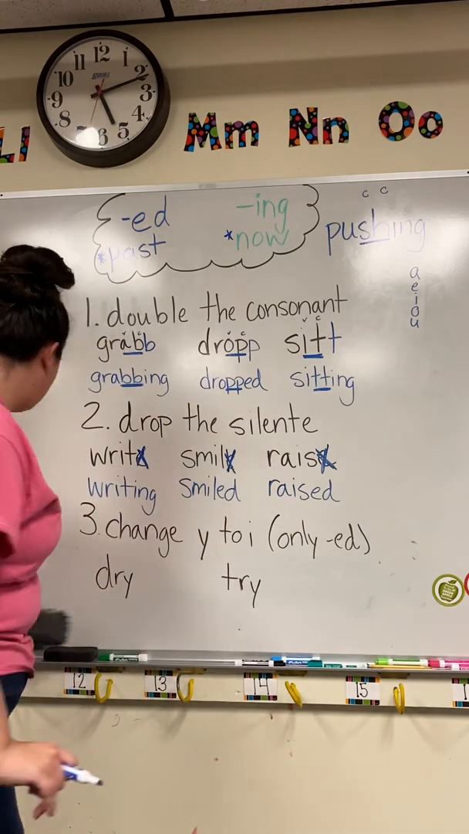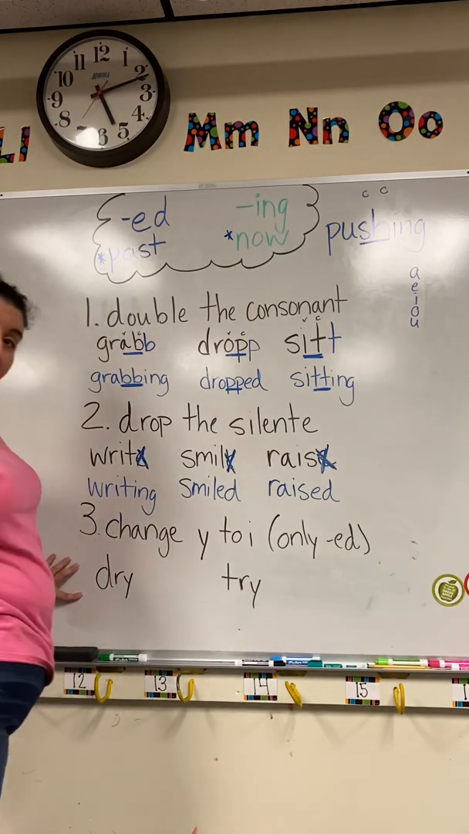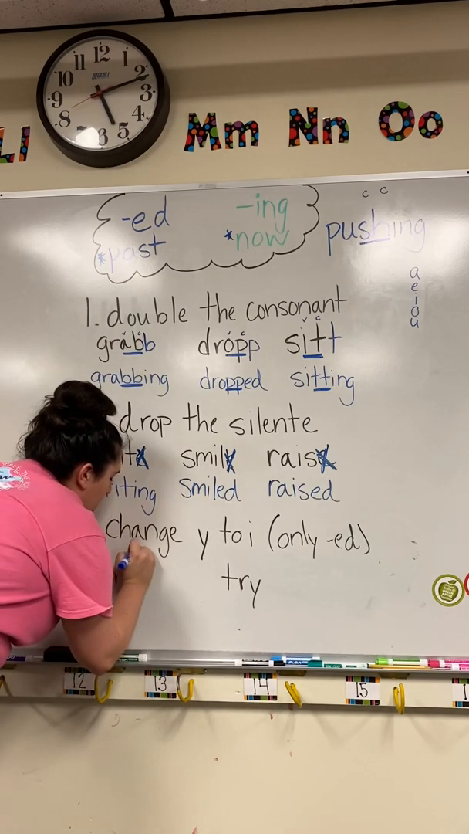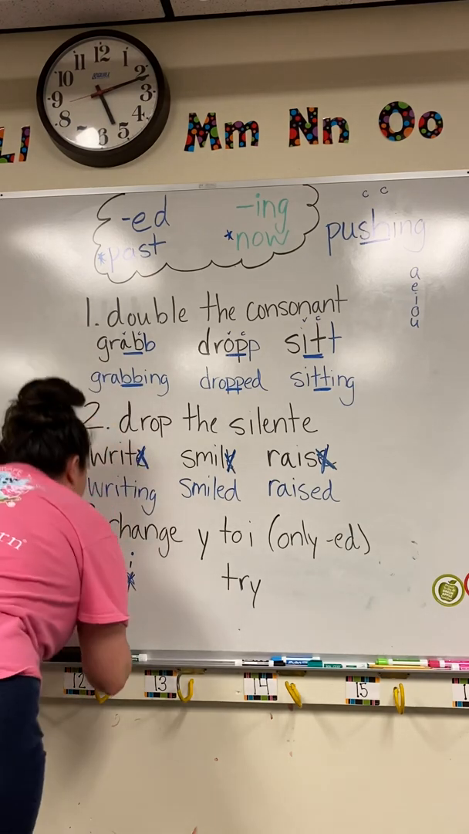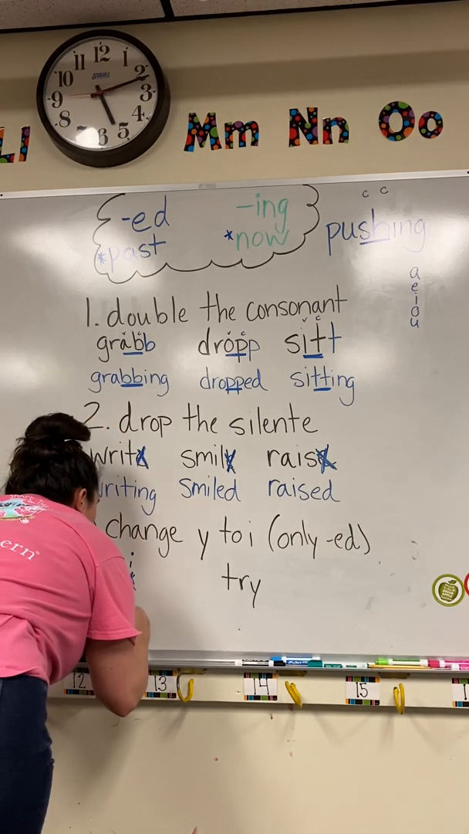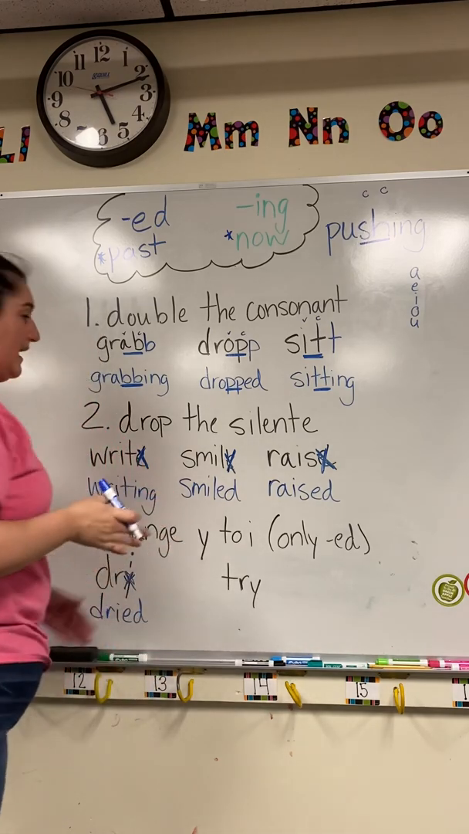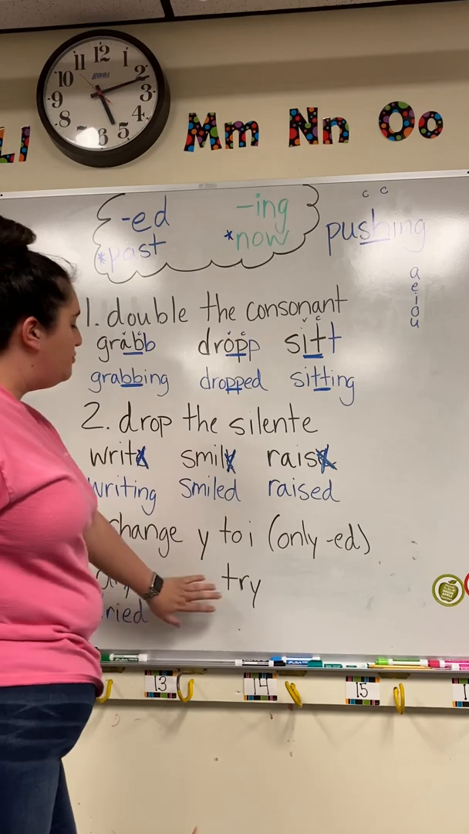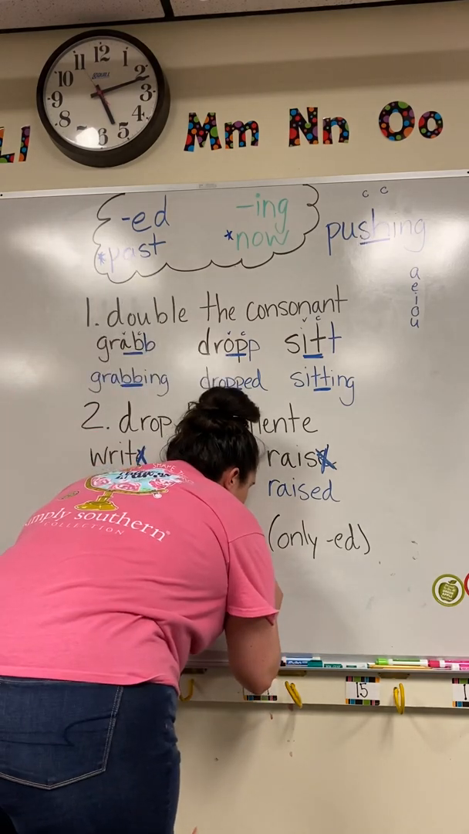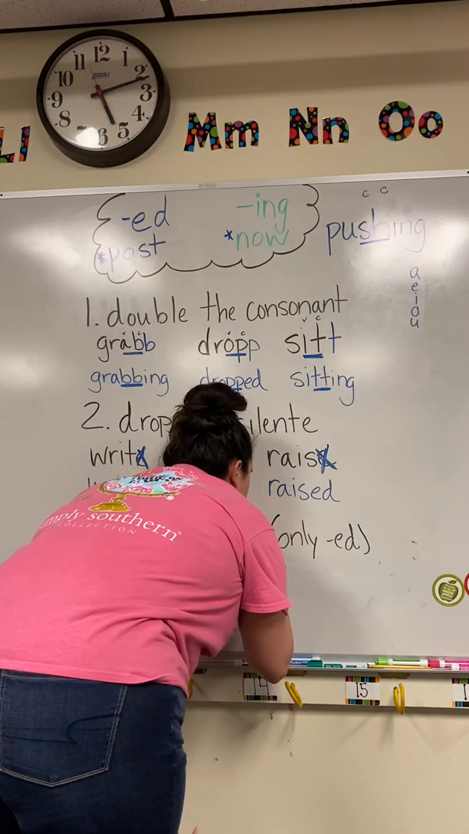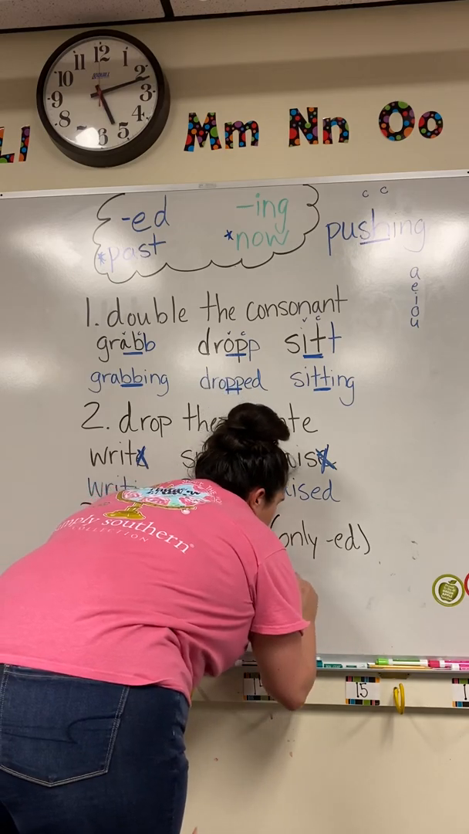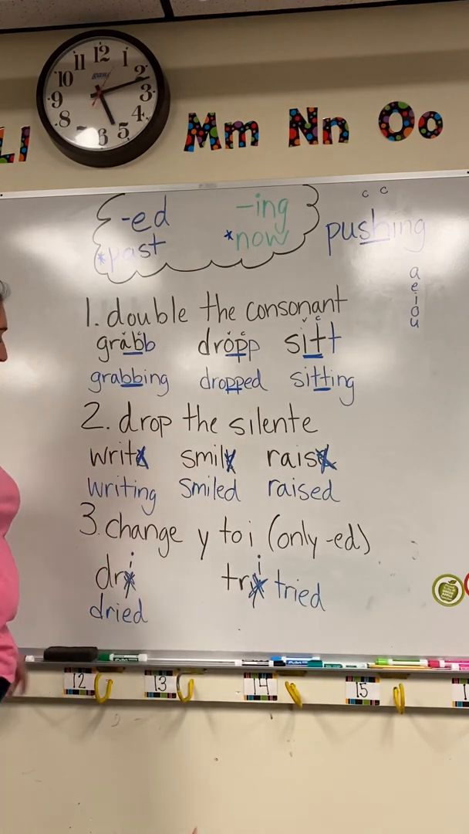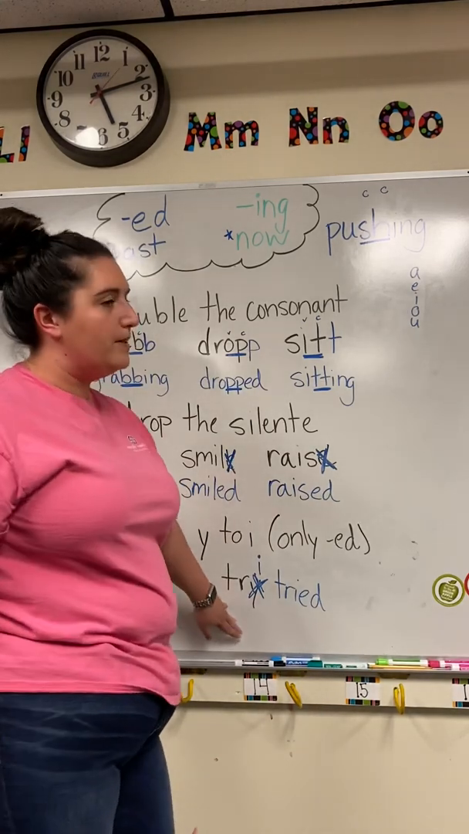So for example, I've got the word dry here. I'm going to cross off this Y, change him to an I, and then I can add ED at the end. Dried, like I dried my hands off after I washed them. Try is the same thing. Cross that Y off, change it to an I, and add ED to make tried. Okay, so you could be watching out for these Y words too.